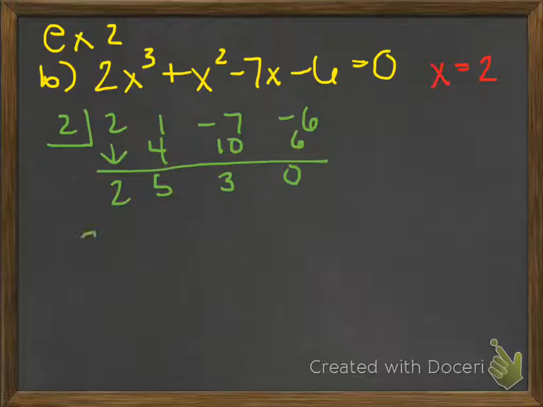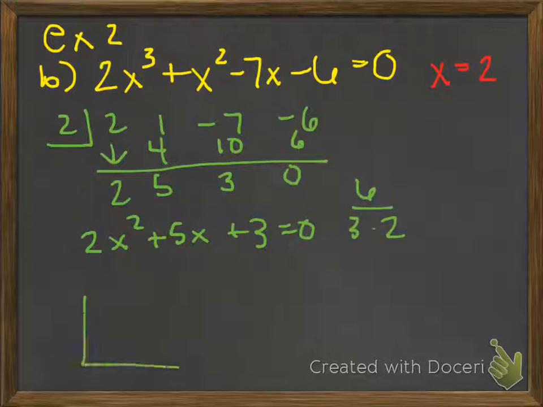So this means I'm now down to 2x squared plus 5x plus 3 equals 0. I've now reduced the problem. So I'm looking for my combination that multiplies to be 6 and adds to be 5. So we're dealing with a 3 and a 2. I'll do box this time. For those of you non-boxers, go ahead and do your other method.